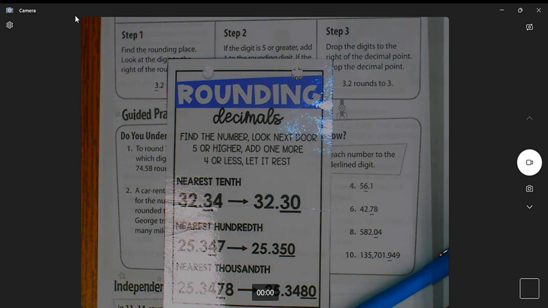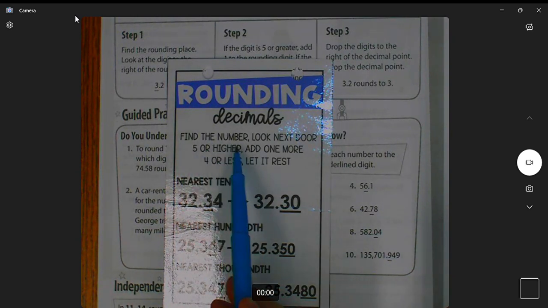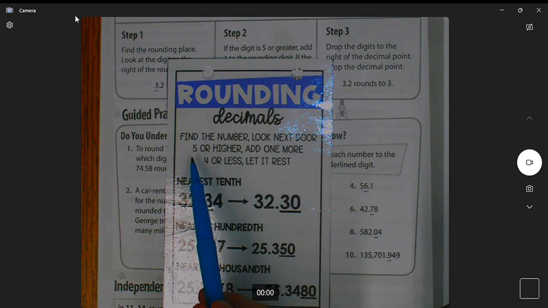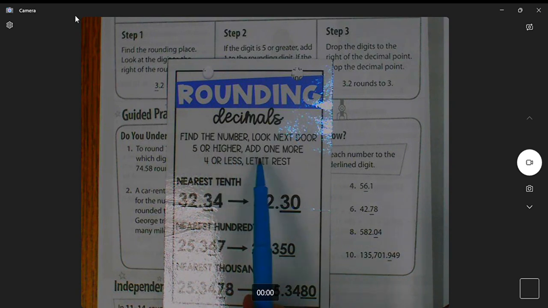Today we're going to work on rounding decimals, and we have a poem that's going to help us learn how to do this. Find the number, look next door. 5 or higher, add 1 more. 4 or less, let it rest. This is how we round.